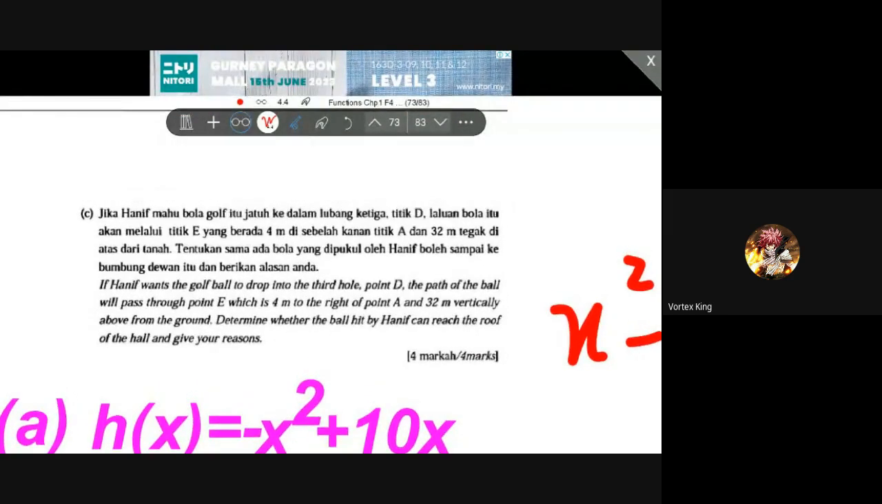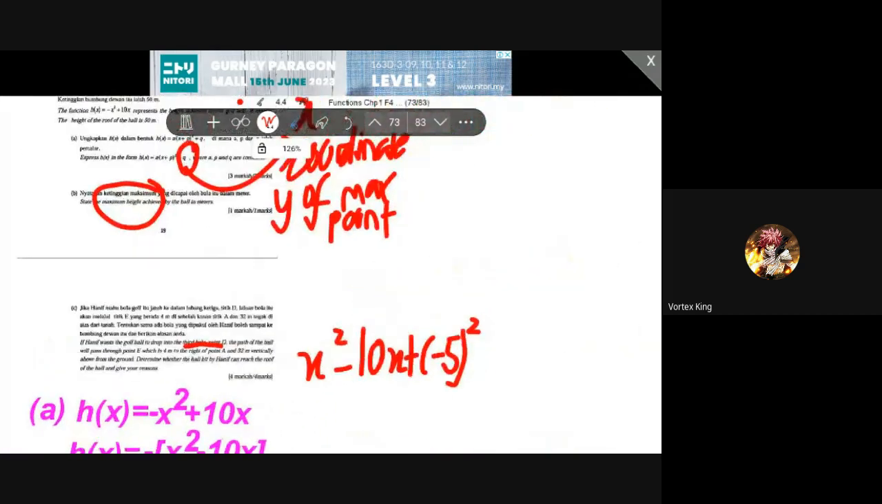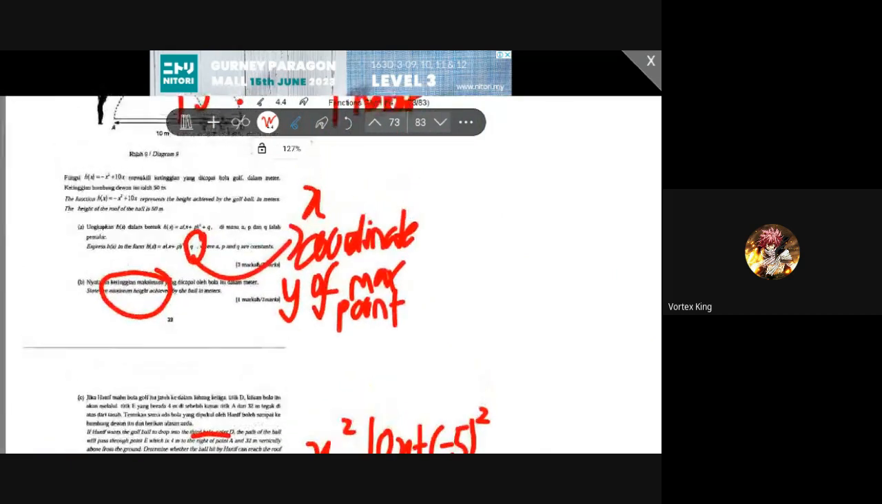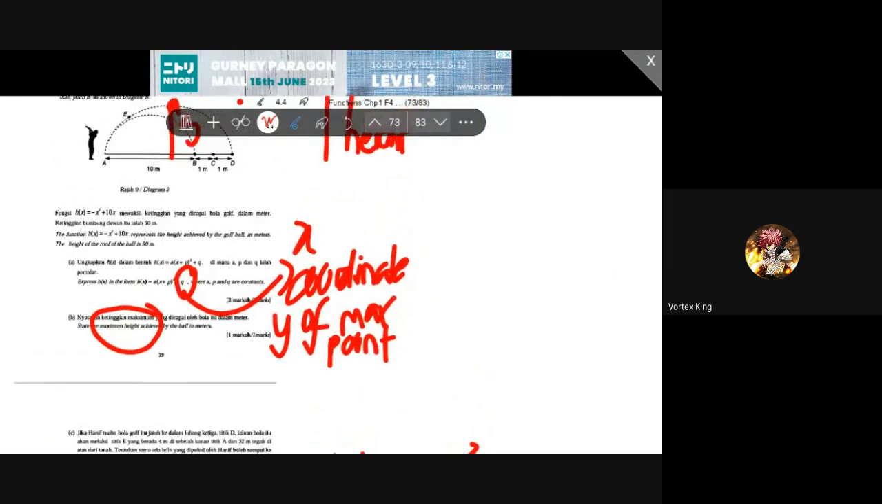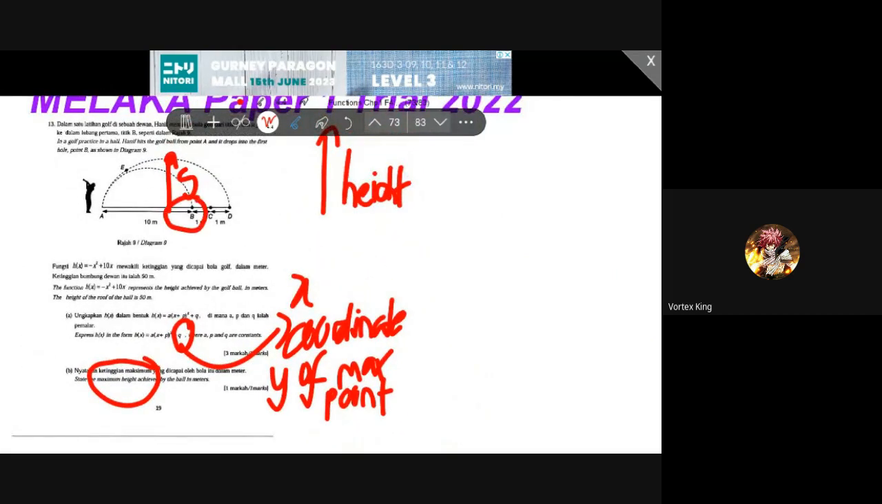Okay, so sekarang Hanif, situasi dia. Once the golf ball drops into the third hole, point D. Okay, so saya zoom out dulu, baru boleh lihat diagram. Wah, tinggi sangat. Okay, so sekarang first situation, ball tu drop kat point B. Soalan ada nyatakan, ball tu jatuh pada titik B. Sekarang dia pergi lebih jauh. Maksud, bola tu kena ada di udara untuk lebih jauh. See the answer scheme lah, Jason. Simple.